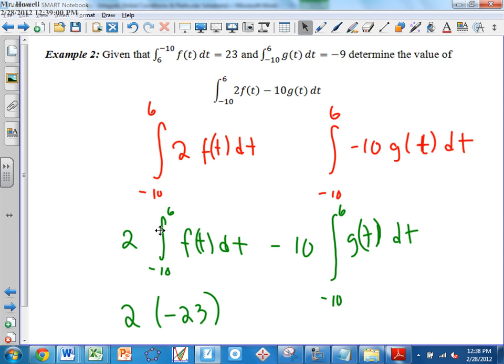Because look, you're going from negative 10 to 6. Again, you're going from negative 10 to 6 instead of 6 to negative 10. Up here, though, you're going from negative 10 to 6, right? Everybody see this up here? You are going from negative 10 to 6. So negative 9 is the number you want to plug in here. So it's going to be minus 10 times negative 9.